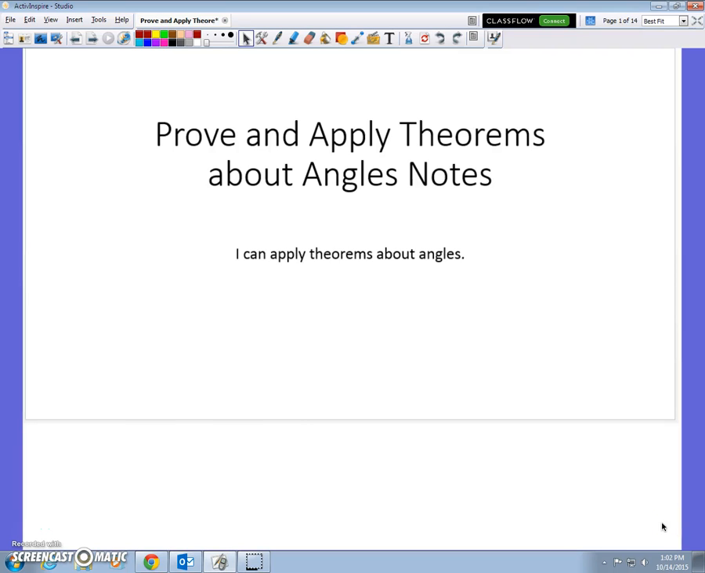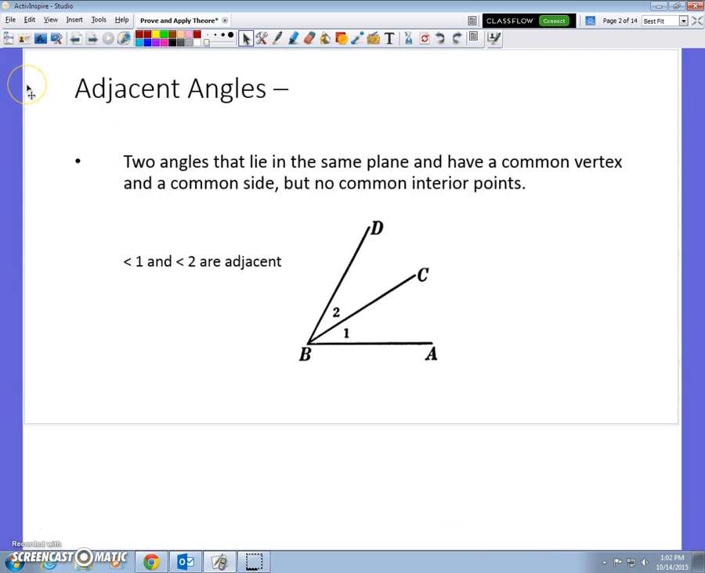Alright, this is Mr. Gillum, and today we're going to apply some theorems about angles. We're going to learn about angles today and some of the different things that angles are and some of their theorems. Adjacent angles are the first thing we're going to talk about.